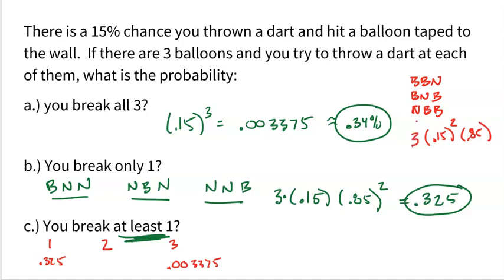So I'm going to go to my calculator. 3 times 0.15 squared times 0.85 is 0.0574. So to find the probability you break at least one, I'm going to add up the probability you break one or two or three, because at least one means one or more. And I can get my answer.